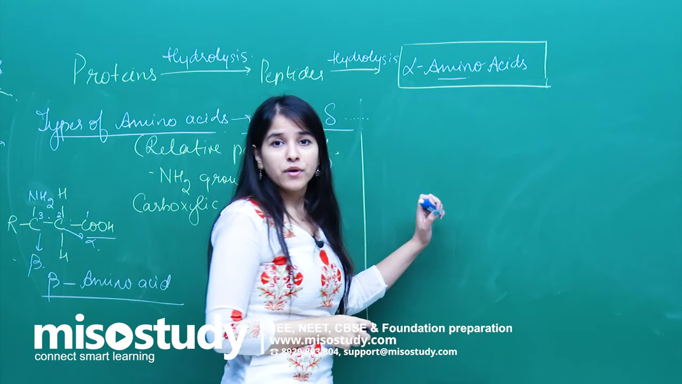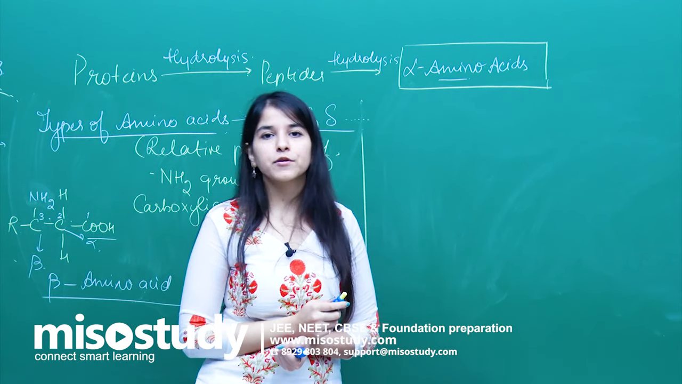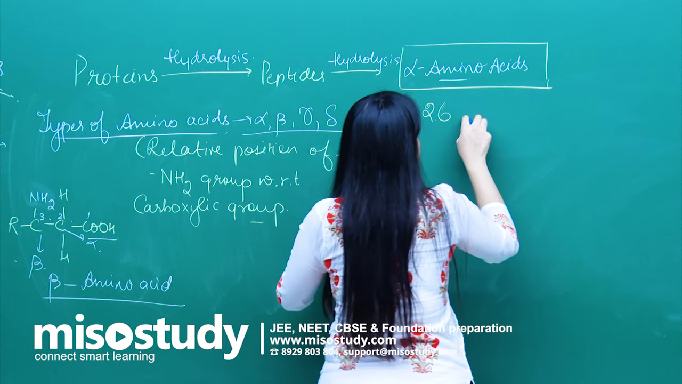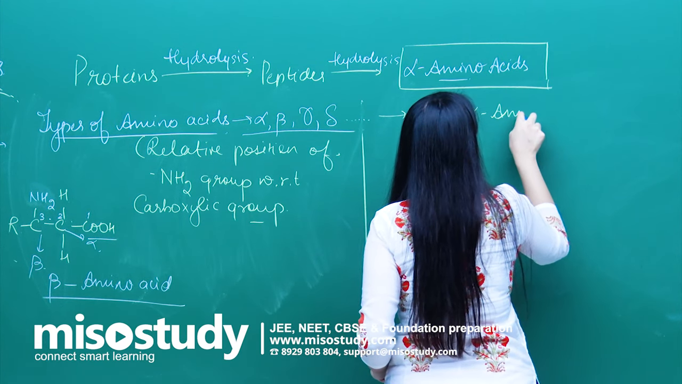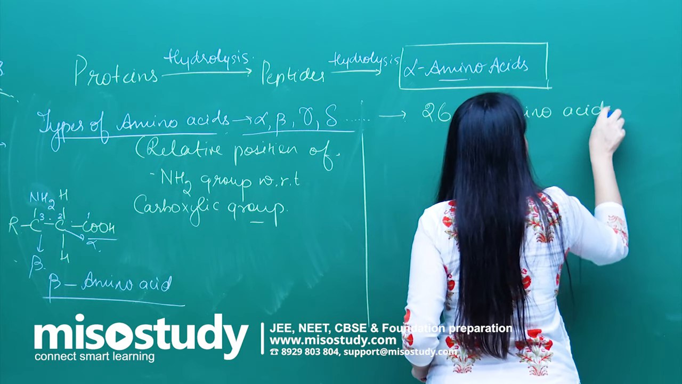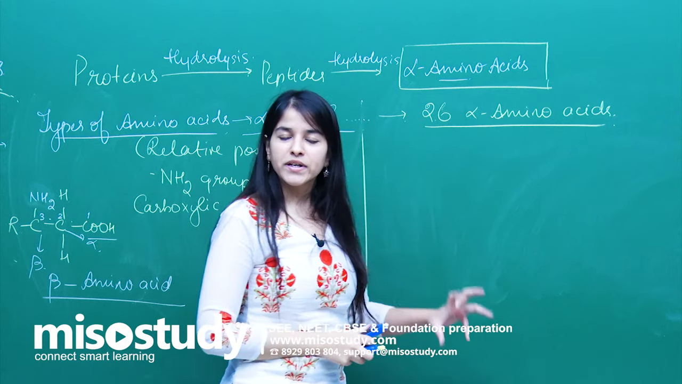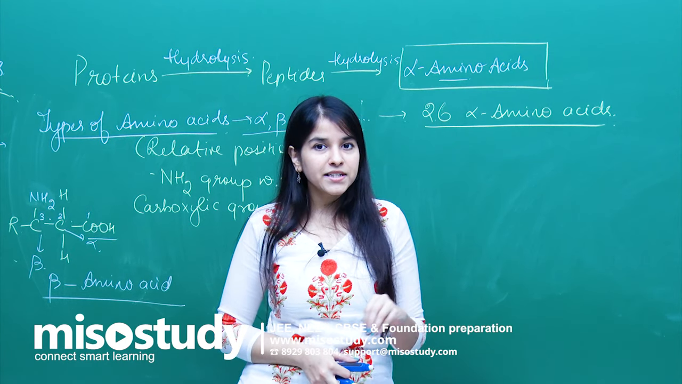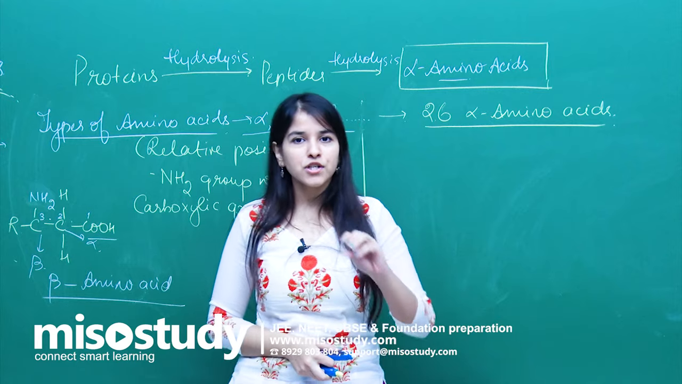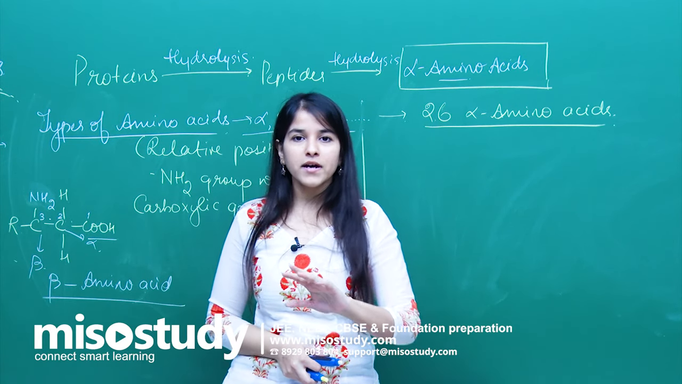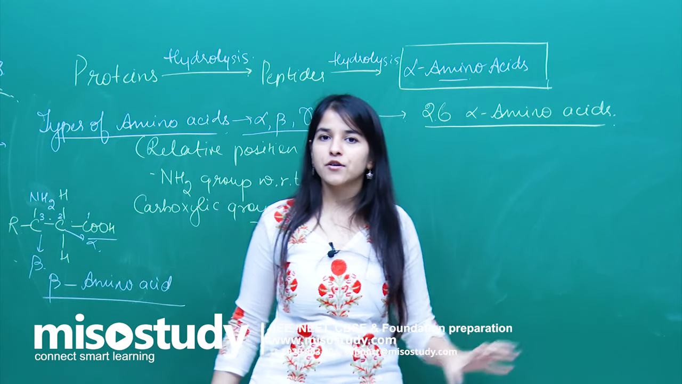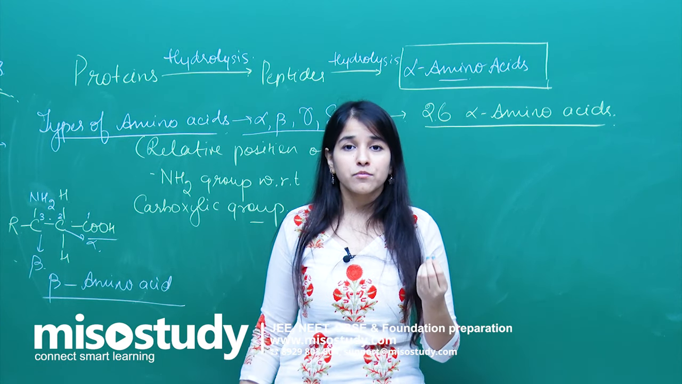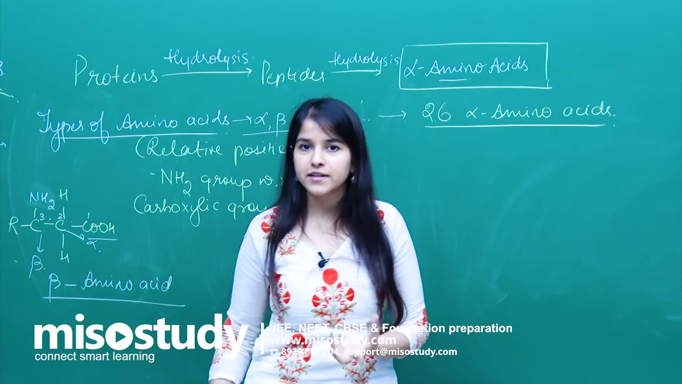What are basically alpha amino acids? How many types of alpha amino acids are there particularly? So there are 26 alpha amino acids that have been isolated so far. That means there may be more and more, but still the discovery is going on, still the research is going on to find out new alpha amino acids. So far, scientists have discovered 26 alpha amino acids, 26 different varieties of alpha amino acids have been isolated from our nature, from our bodies, from the plant's bodies, animal bodies, and differently.